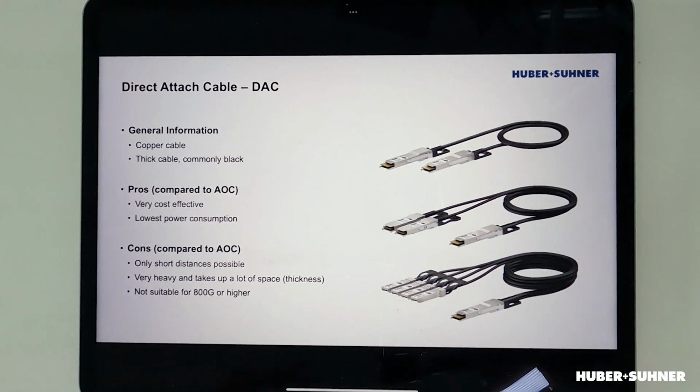To start off, let's have a look at the DACs. Now, the DAC, as it is staying in the copper domain, we're actually not having to use those additional components. So we don't need the laser or the photodiode or everything else that goes with it. And that's the biggest advantage of the DAC. So in other words, it is very cost effective, and we've also got a very low power consumption. However, the downsides then are that we can only bridge very short distances, and it is very heavy and bulky compared to the fiber solution. And also the DACs aren't really suited for the higher data rates of 800 gig or higher.